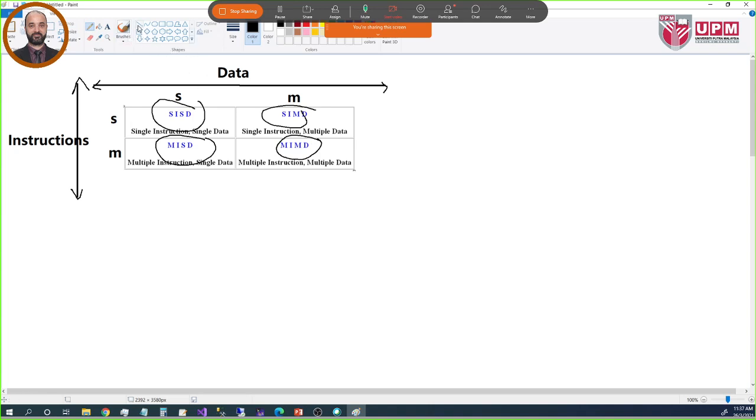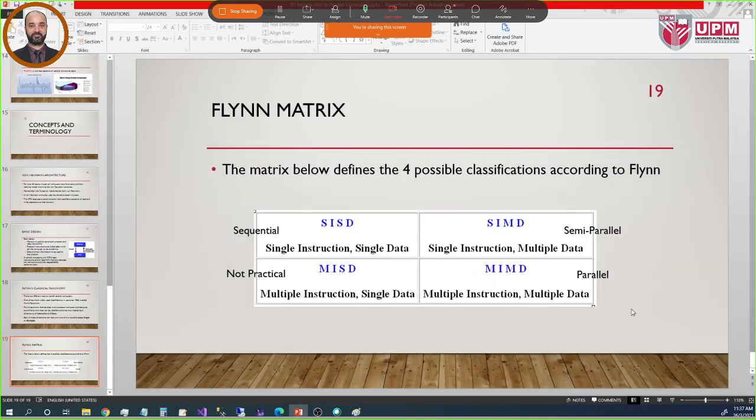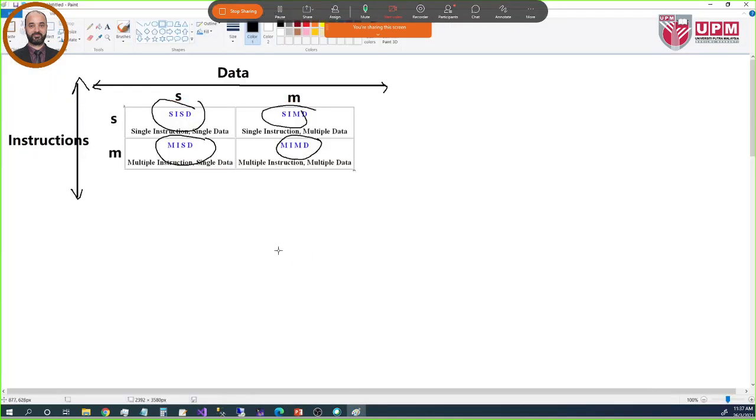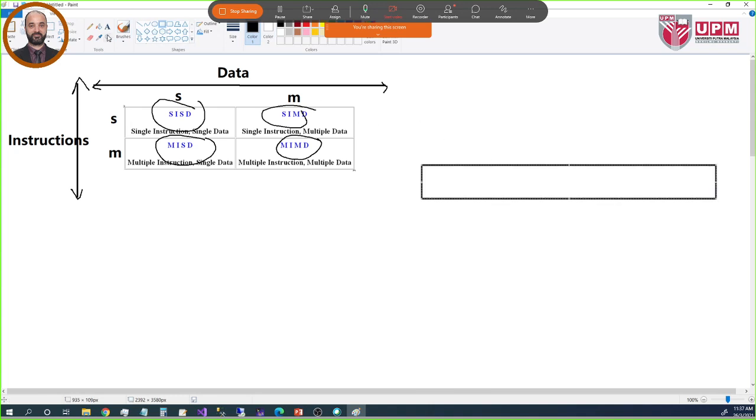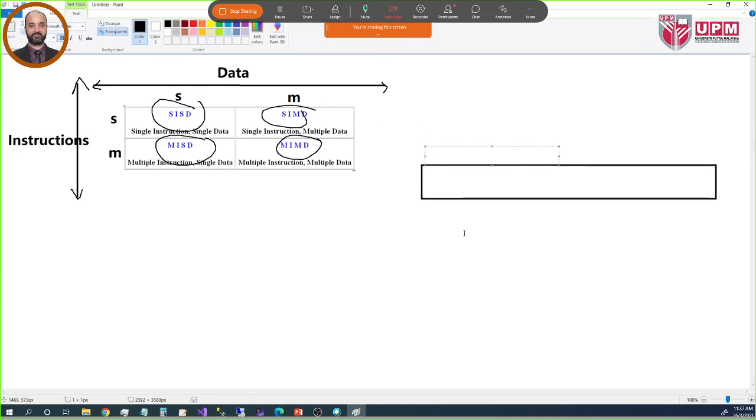Okay, what is the MIMD? It is, from its name, multiple instructions, multiple data. So this is a fully parallel architecture, as you can see here, fully parallel. Okay, from here, based on the memory, let us draw the memory like that. So this one is shared memory.